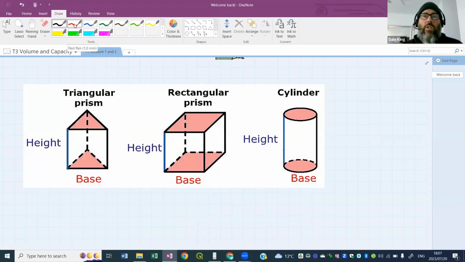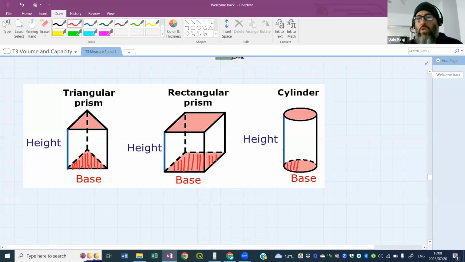Now, what's special about these diagrams here is that in all these 3 shapes, you should know how to work out the area of the base shapes in these 3D objects. The triangular prism, the base shape is a triangle. In the rectangular prism, the base shape is a rectangle or a square. In a cylinder, the base shape is a circle. So you should know how to work out the area of all those 3 base shapes.